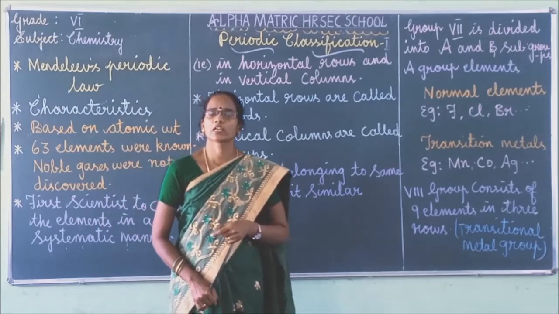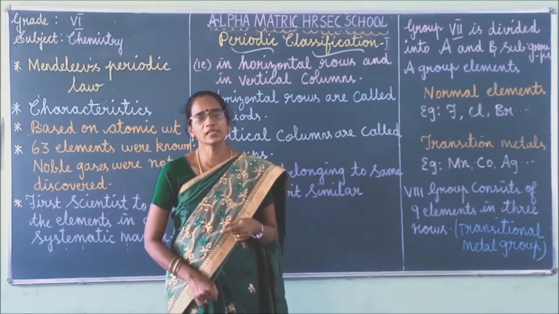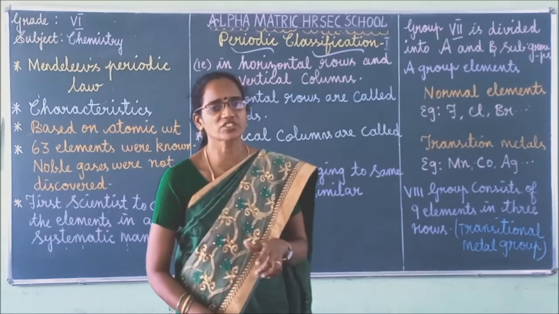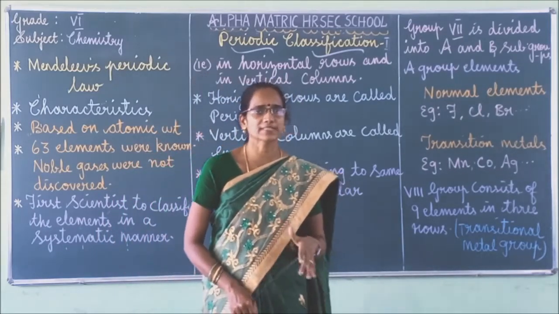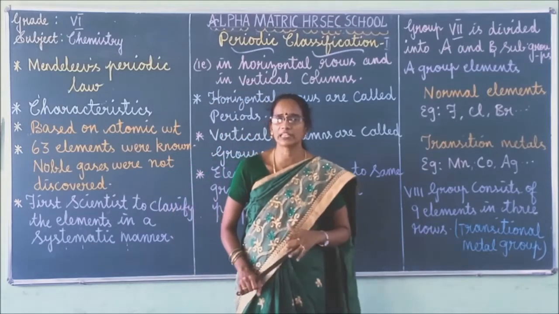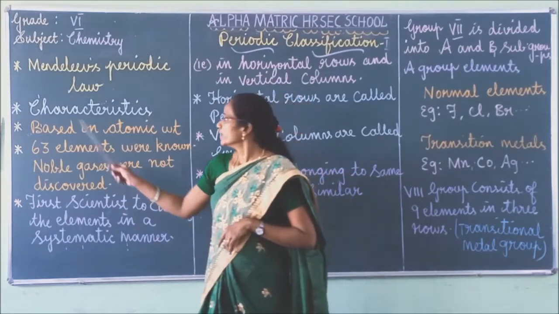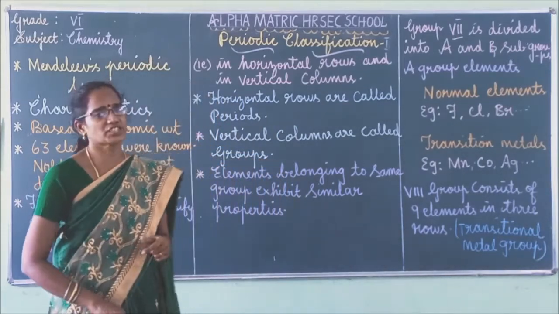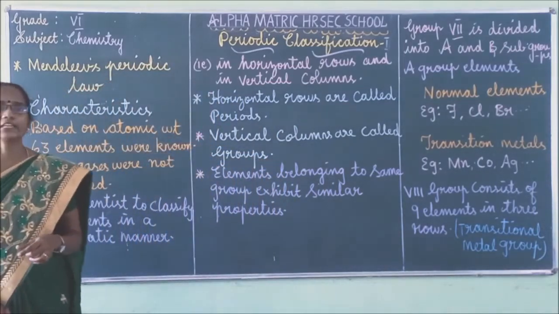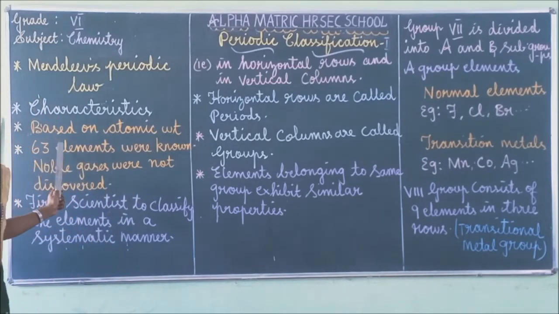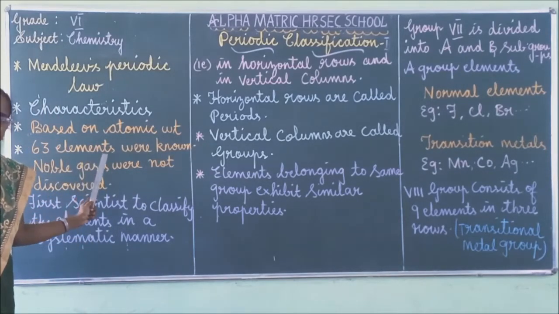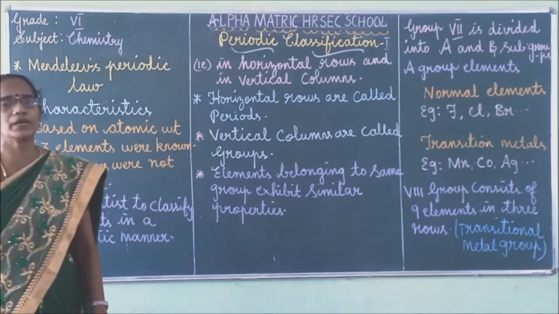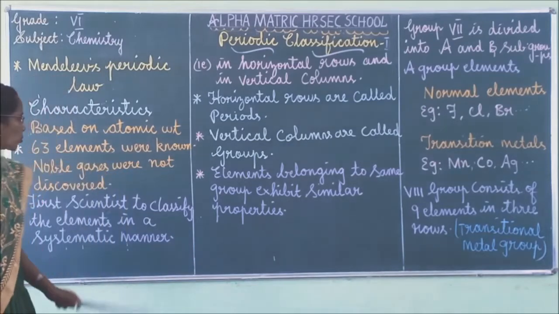Now we can see Mendeleev's periodic law. Mendeleev's periodic law states that the physical and chemical properties of the elements are periodic functions of their atomic mass or atomic weight. This is Mendeleev's periodic law. Okay. Next, we can move to the characteristics of Mendeleev's periodic table. What are the properties of Mendeleev's periodic table? The first one, Mendeleev's periodic table is based on atomic weight.